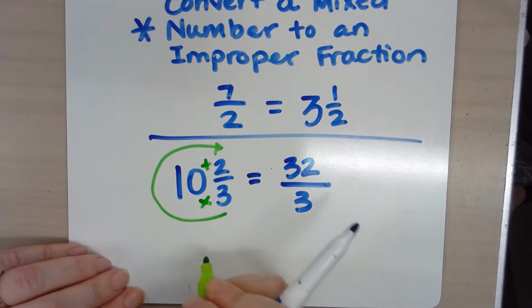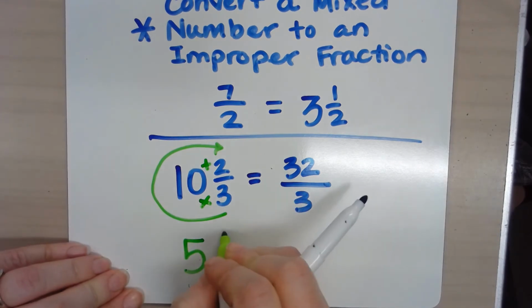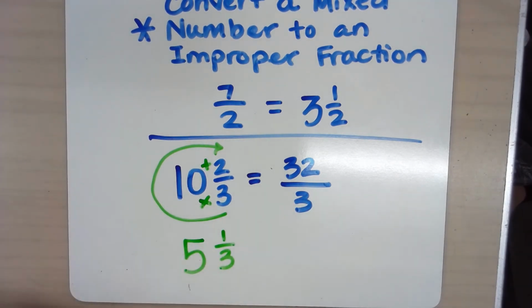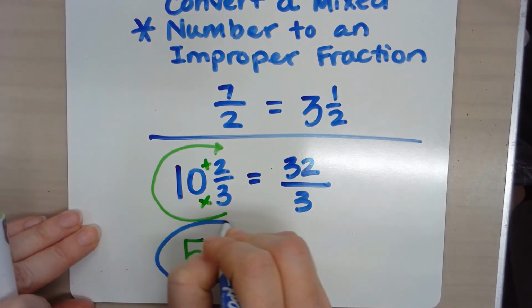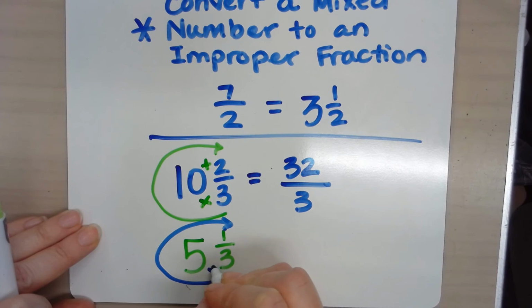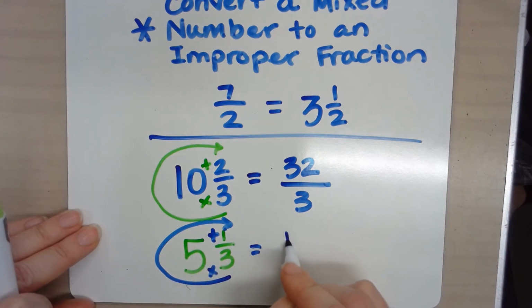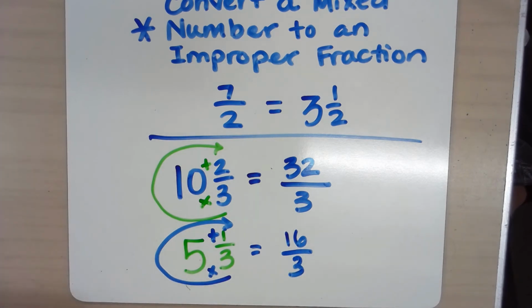Let's do another one. If I have 5 and 1/3, 5 and 1/3 is a mixed number. To turn it into an improper fraction, I will multiply the bottom and add it to the top. I have 3 times 5 gives me 15, plus 1 gives me 16, and my denominator will stay the same. So 5 and 1/3 is equal to 16/3.